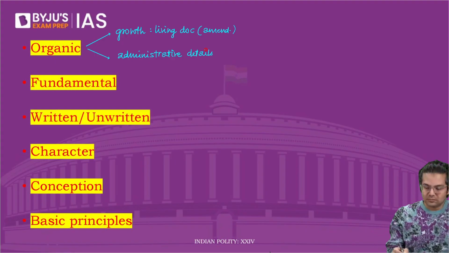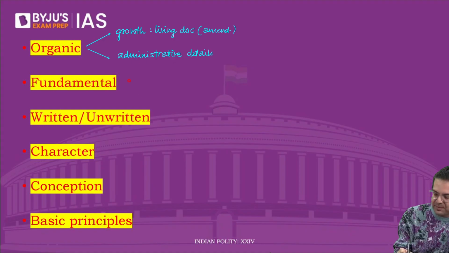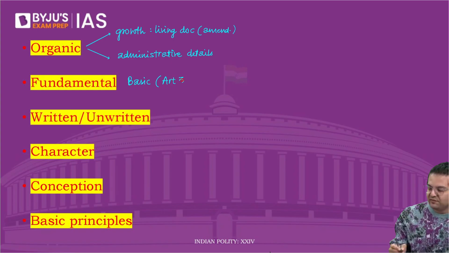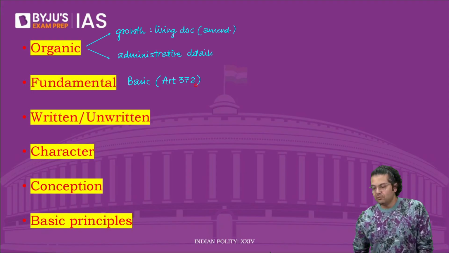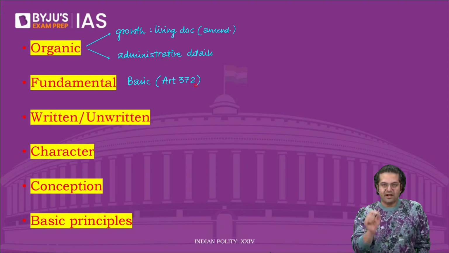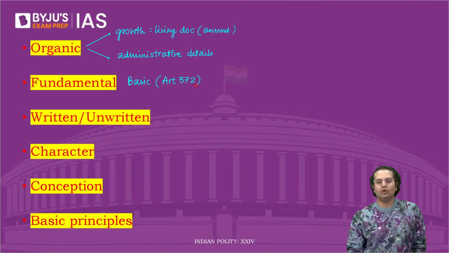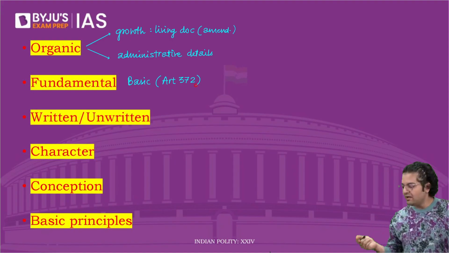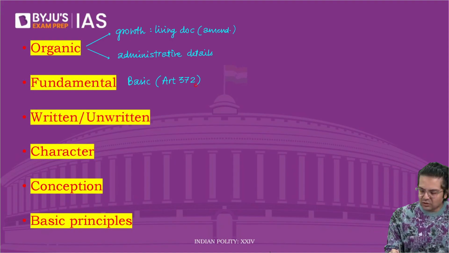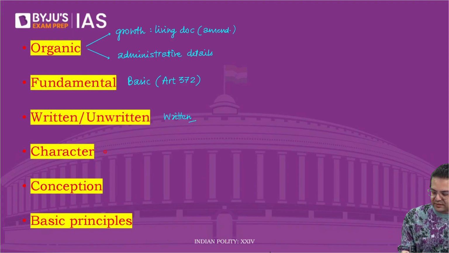Then fundamental law. Fundamental means basic. Article 372. So those who attended the fundamental rights lecture would know. Why do we call this a fundamental law? Because all other laws derive authority from this law only. That is why the most basic law. It can be written, it can be unwritten. So in our country, the constitution is written. The character of our government is secular as well as socialist.